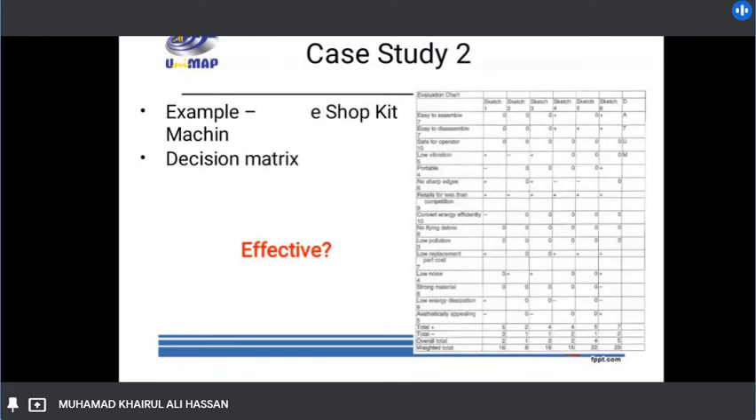Class, if I say they have a rating, you need to consider the rating as well. If you can see from this table, the first column at the left side has parameters: easy to assemble, easy to disassemble, safe for operator. For each parameter, they have put a rating. For easy to assemble, they put a rating of 7. So if it is plus, 7 times plus, you get 7 there. You need to consider the rating. Then we can look at the weighted total at the bottom.